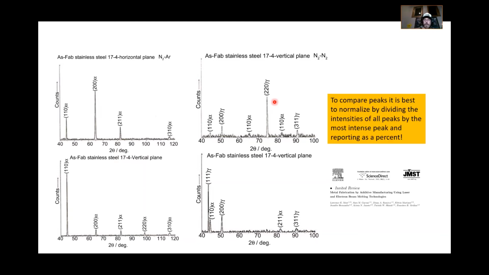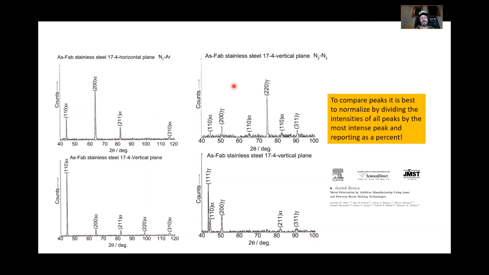I put here a tip for practical X-ray diffractometry. When you compare peaks, it's actually best to normalize your peaks by dividing the intensities of all the peaks by the most intense peak and then reporting it as a percent. That's recording the relative intensity. Reporting the absolute intensity is kind of goofy, and you can see they just reported counts. There is a lot of machine-to-machine variability.